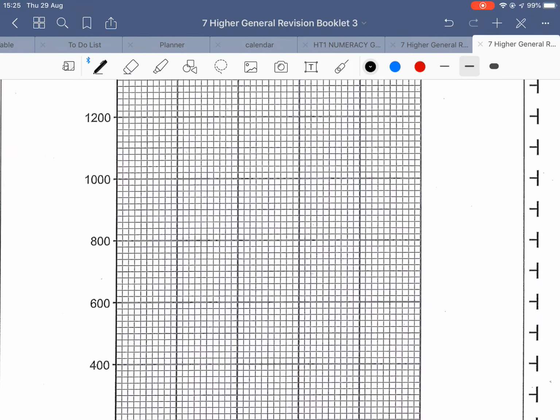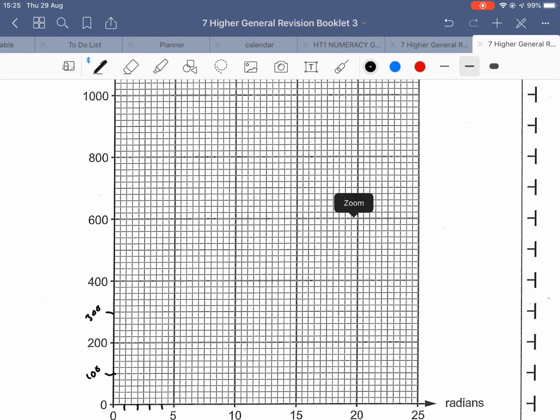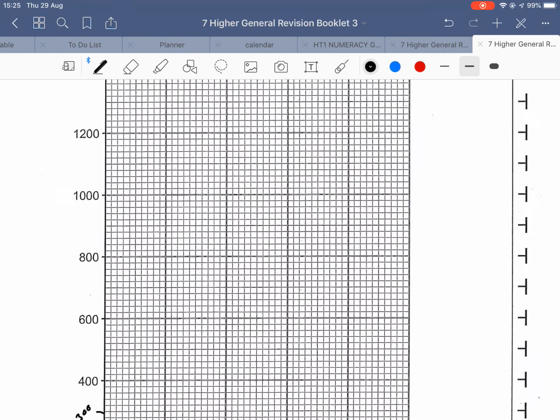Okay, just plot your points. Make sure you know what each one is. So this is 1, 2, 3, 4, 5. So that's going up in 0.5s. This one will be going, that's 3. 1, 2, 3, 4, 5. So that's 100. 1, 2, 3, 4, 5. That's 300. So you can see which ones is going up in there. It's going up in 20s.